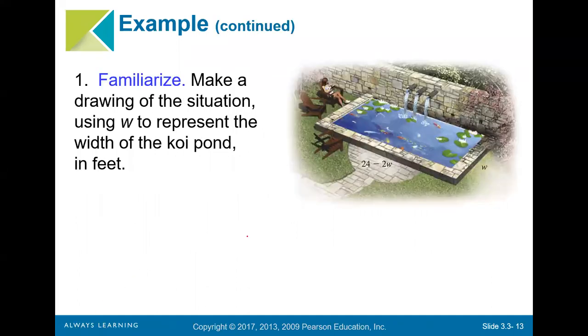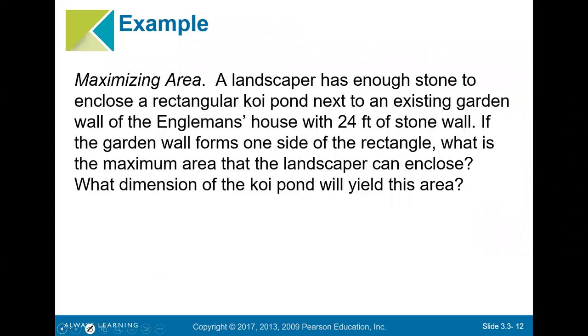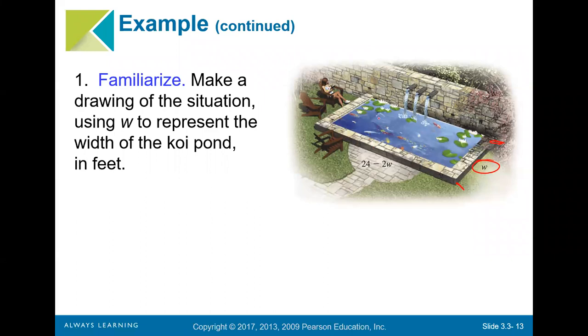It's always good if you can draw this out, it makes it a lot easier. So from here to here, we're going to call it the width. They labeled it as W. If you go back to the sentence before, it says 24 feet of stone wall. So we know it's going to be 24, and we're going to subtract 2 of the widths.